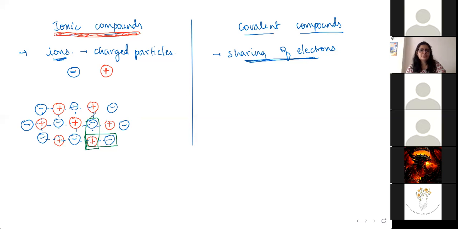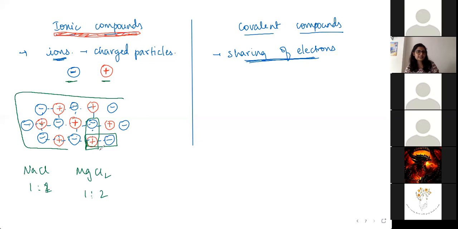So you can't define a single molecule. This is a network of ions. But what you do know is the ratio of negative charges to positive charges is something that you're sure of. Like in NaCl the ratio is always 1:1. And if I take MgCl2, the number of magnesium ions and chloride ions is always 1:2. So the ratio is known because this whole thing is electrically neutral. Equal number hona chahiye, total positive charge aur negative charge.